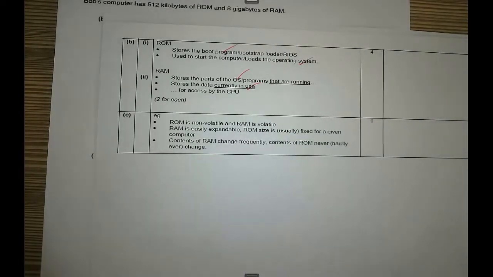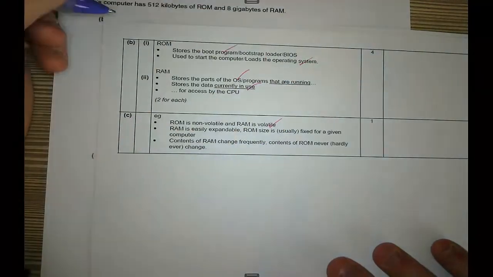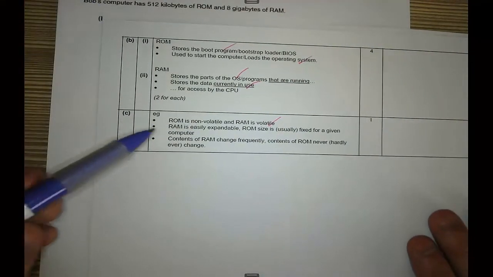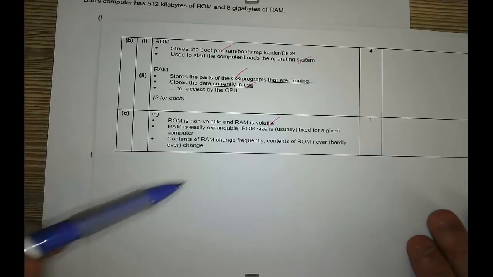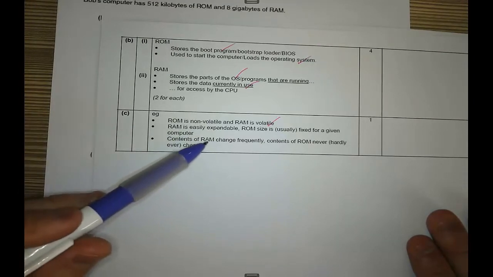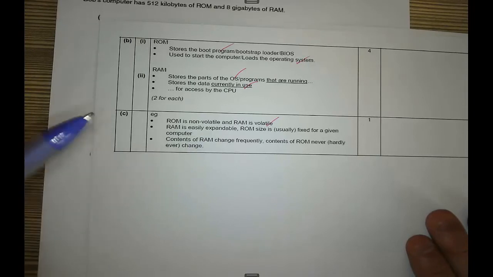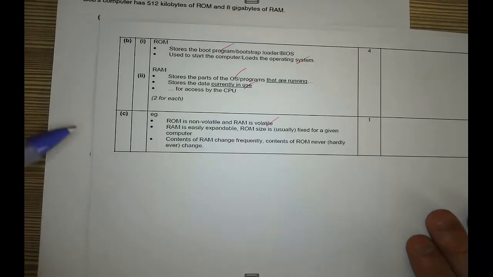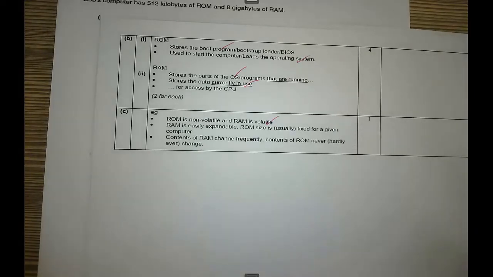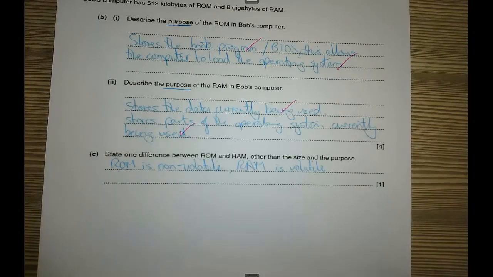As you'll see here very clearly, it says top bullet point, ROM is non-volatile, and RAM is volatile. Other options could be RAM can be expanded and ROM is a fixed size. Also, the contents of RAM change frequently. ROM is very difficult to change. The obvious difference here for RAM and ROM, and should always be the go-to option, is ROM is non-volatile and RAM is volatile. And there we have it. 5 full marks.